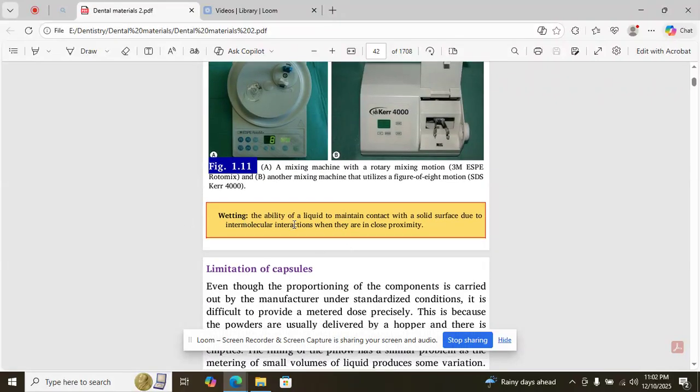Wetting is the ability of a liquid to maintain contact with a solid surface due to intermolecular interactions when they are in close proximity.